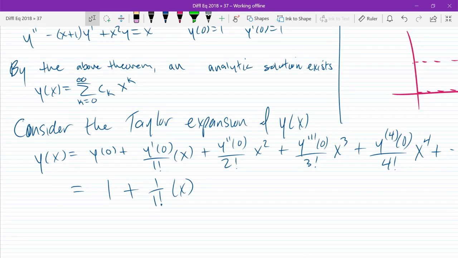All right, now, at this point we run out of initial conditions. If I had 7 more initial conditions, I could just go down and basically plug in those values. So I don't have any more initial conditions. So it's as good as it's going to get. So I'm just going to rewrite, and do I want factorials? Yeah, let's leave them as factorials. So I got y double prime of 0, x squared over 2 factorial, plus y triple prime 0 over 3 factorial, x cubed.